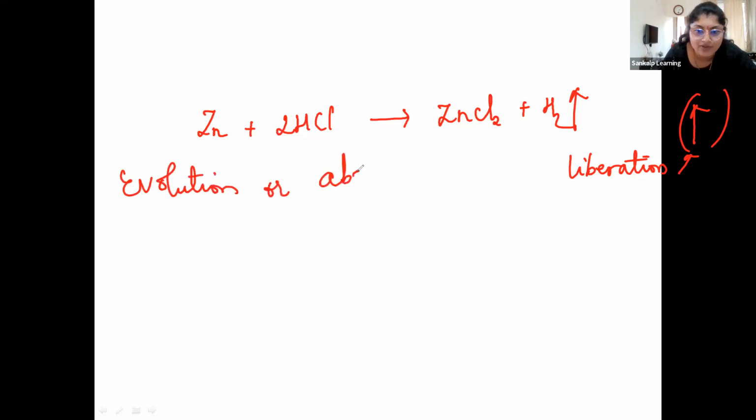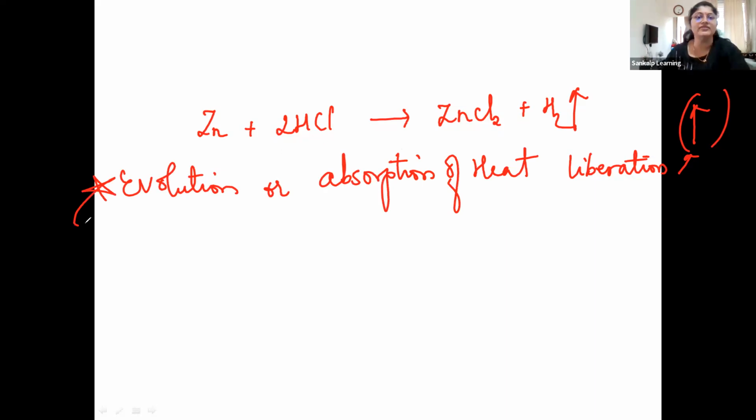Next is evolution or absorption of heat. The next property which indicates that there is a chemical change is evolution or absorption of heat. A chemical change may cause the evolution or absorption of heat, thus changing the temperature of the reaction mixture. Now suppose a reaction is occurring and you can see a sudden rise in temperature. That also indicates that there is some chemical change.